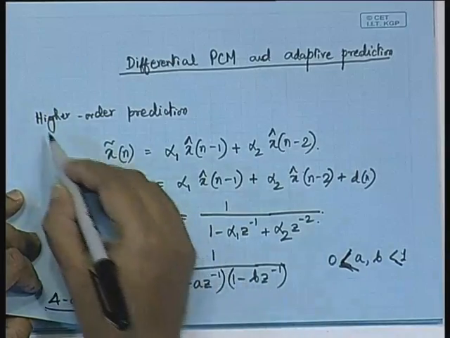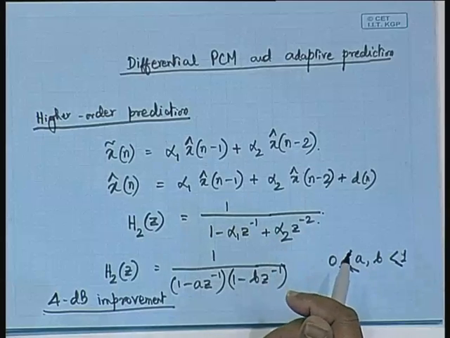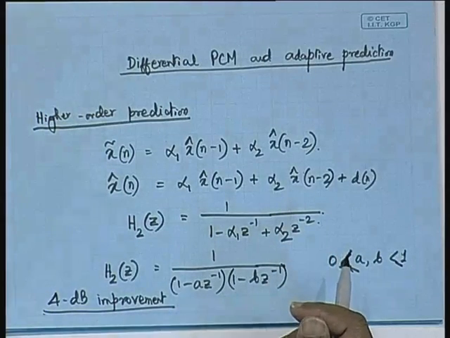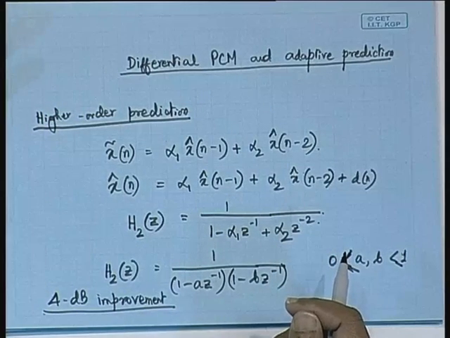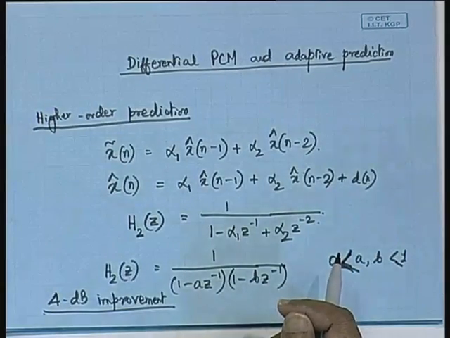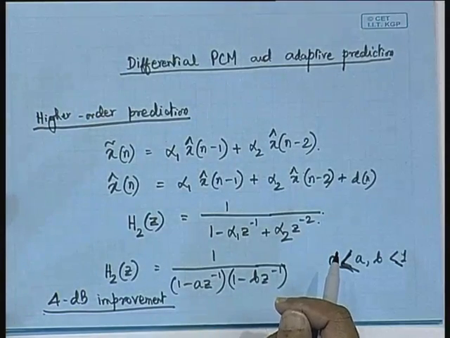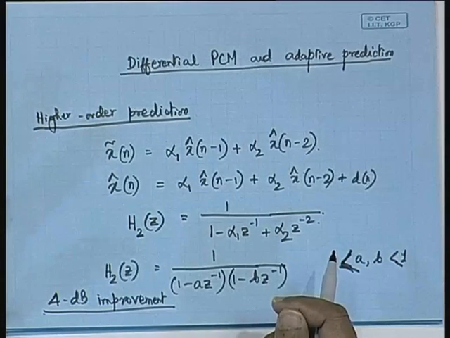So, this is what we should consider for the higher order prediction, and higher order prediction can be used in the linear delta modulator, it can be used in the adaptive delta modulator, or it can be used even for the differential pulse code modulation, which we are going to talk of now.